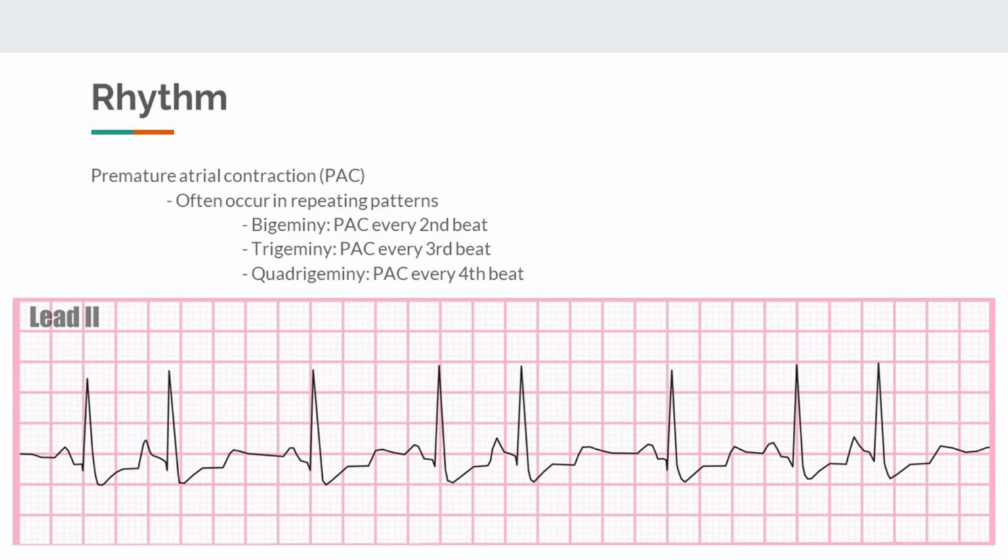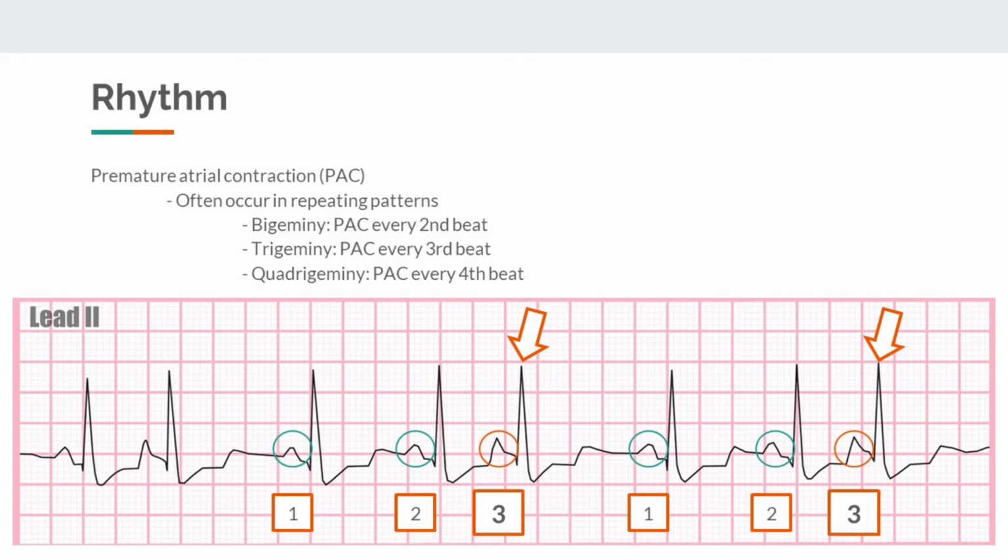Let's look at another example. So here's a normal P wave, another normal P wave, a premature abnormal P wave with a normal QRS complex, a longer RR period, a normal P wave, and a premature abnormal P wave with a normal QRS. Since the PACs are occurring on every third beat, this would be an example of trigeminy.